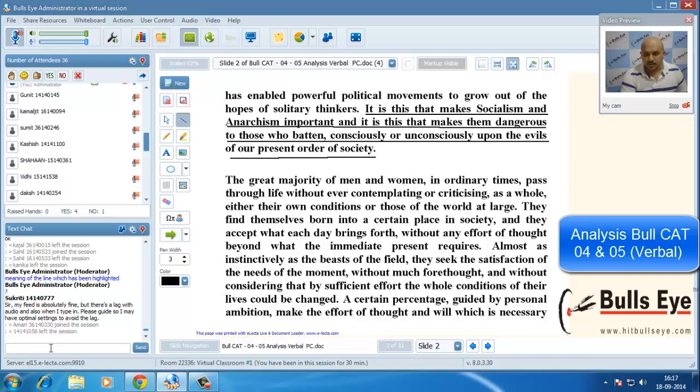Sukriti, I'll not be able to help with the technical issues. The guys who are sitting at the back end would have obviously looked into your message by now, so they'll get in touch with you. I would not be able to help you here because I am technically handicapped.